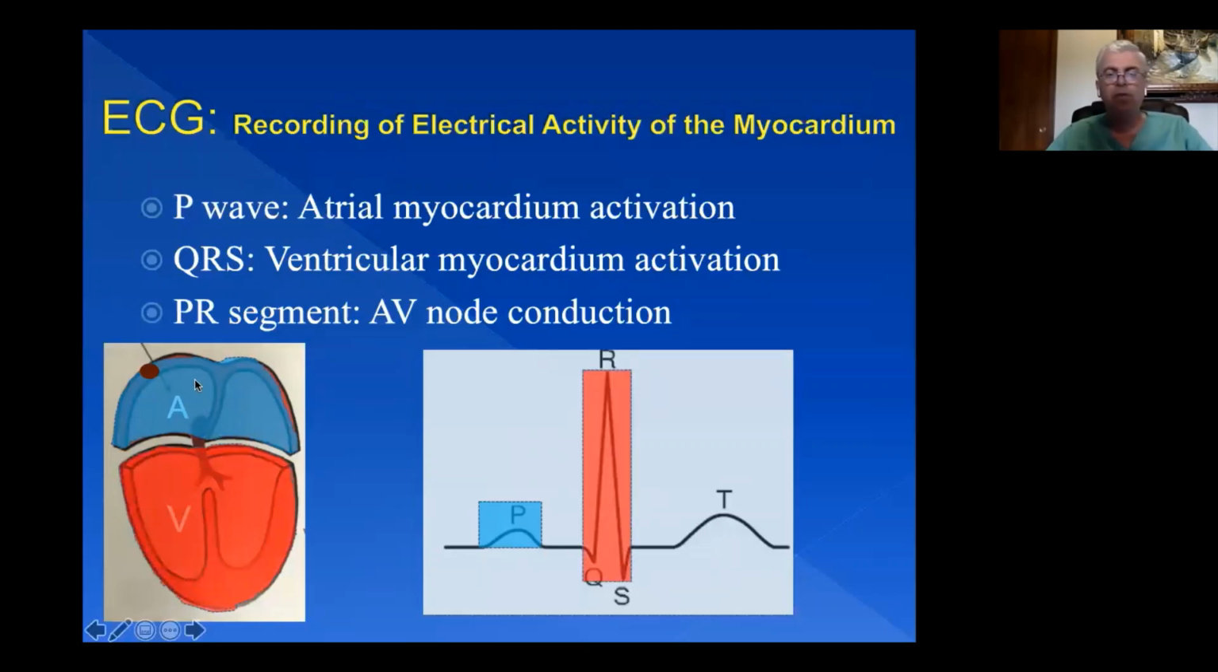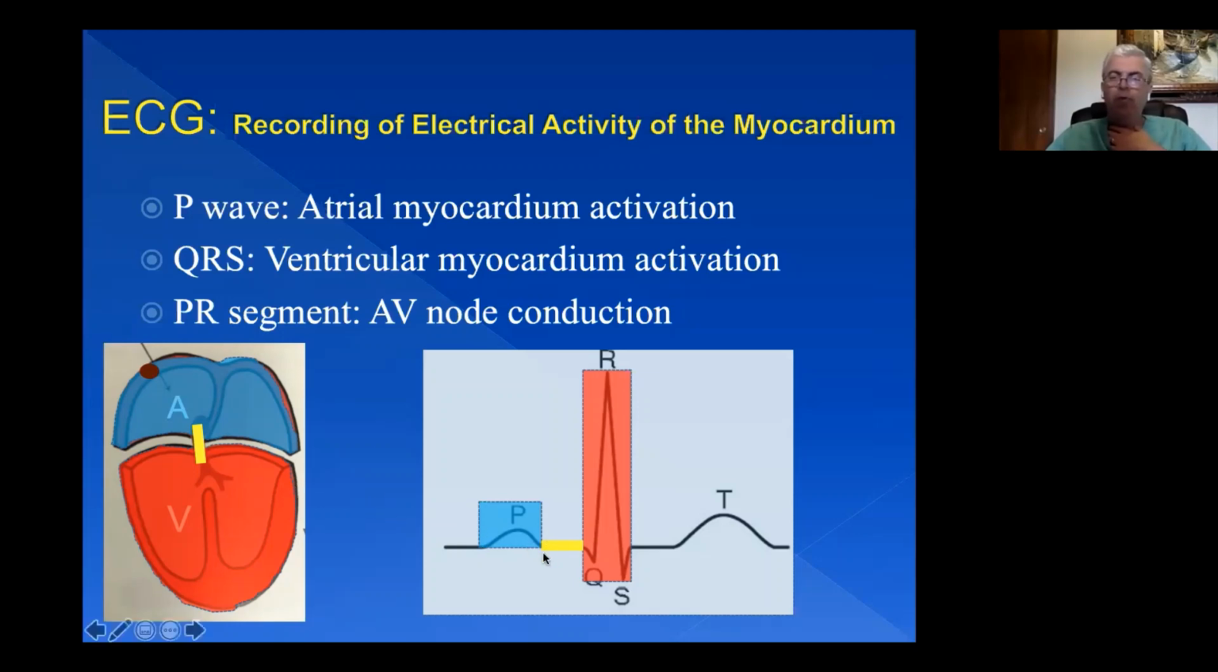As the impulse is going between the atria and the ventricles, it's going through the AV node with no muscle fibers, so you get an isoelectric line. You have no electrical activity to record. And the two muscle masses are separated by the annuli, the AV valves, the tricuspid valve on the right and the mitral valve on the left. Those annuli are fibrous tissue and will not allow conduction between the atria and the ventricles. So normally the AV node is the only normal electrical connection between the atria and the ventricles.